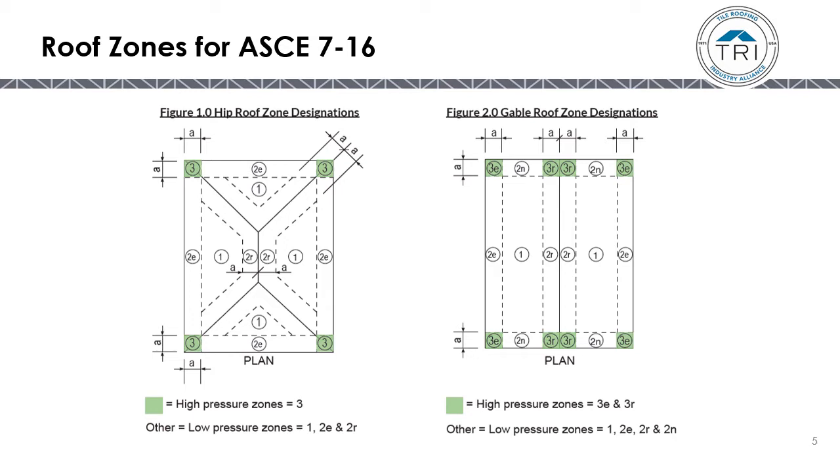In a hip roof, figure 1, the low pressure zones are everything on that roof other than zone 3. The high pressure zone is zone 3, just the corners. On a gable roof, the high pressure zones are 3E and 3R, and the low pressure zones are 1, 2E, 2R, and 2N.